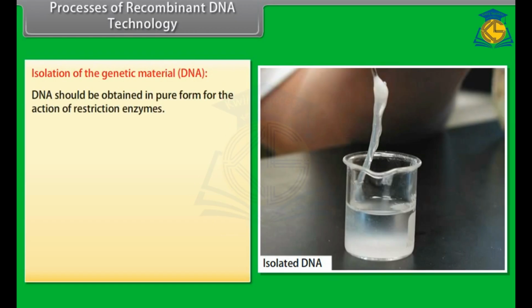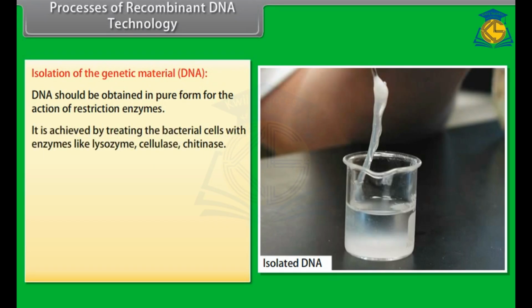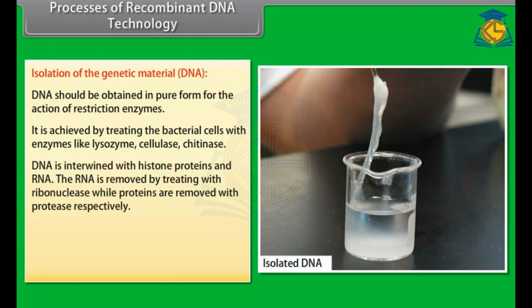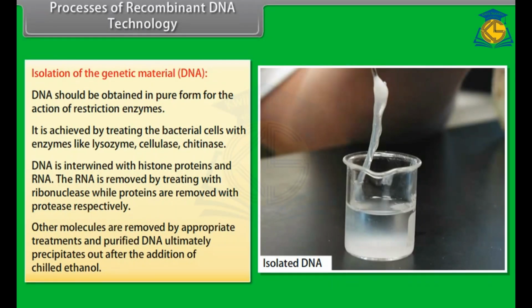Isolation of the genetic material, DNA. DNA should be obtained in pure form for the action of restriction enzymes. It is achieved by treating the bacterial cells with enzymes like lysozyme, cellulase, chitinase. DNA is intertwined with histone proteins and RNA. The RNA is removed by treating with ribonuclease, while proteins are removed with protease. Other molecules are removed by appropriate treatments, and purified DNA ultimately precipitates out after the addition of chilled ethanol.